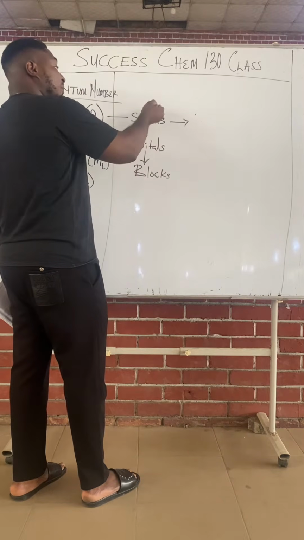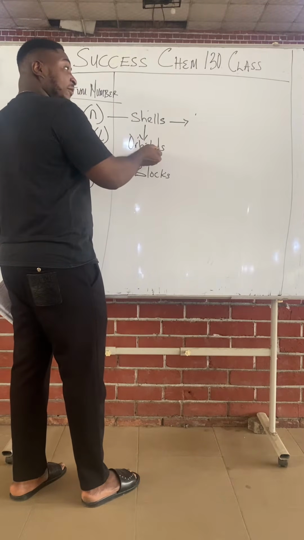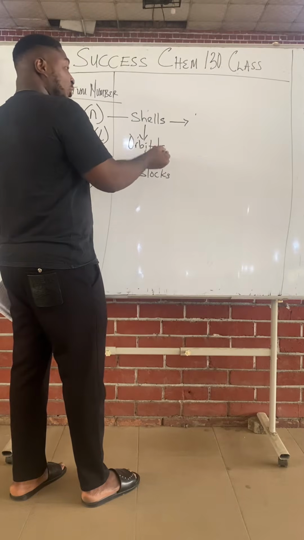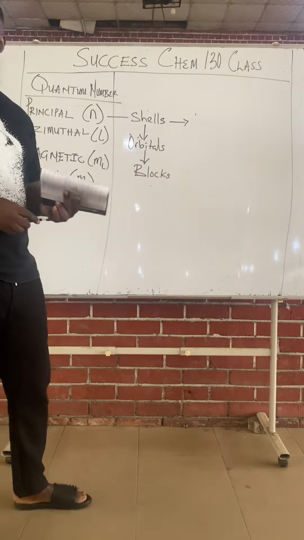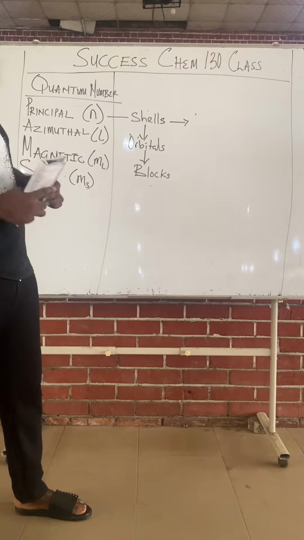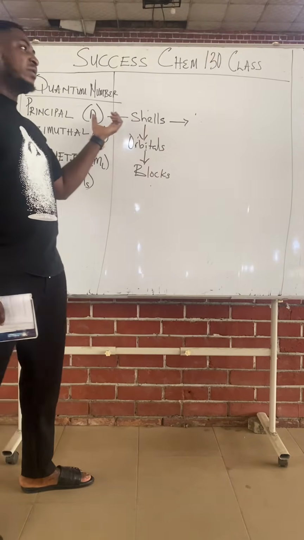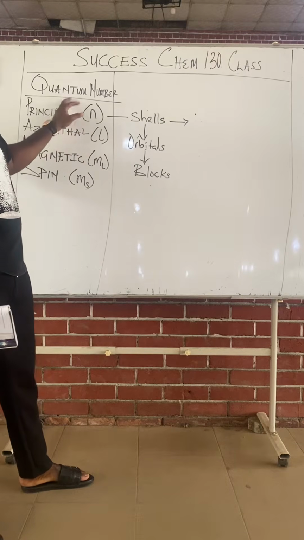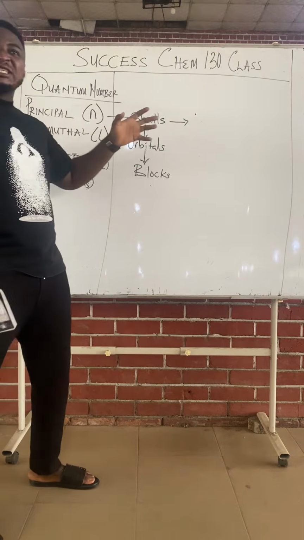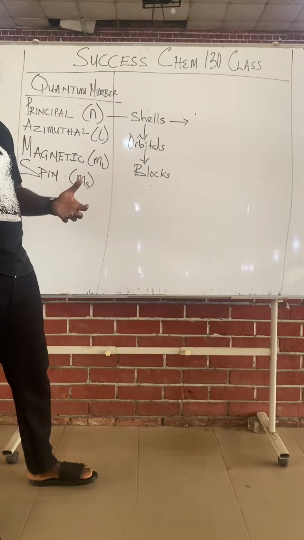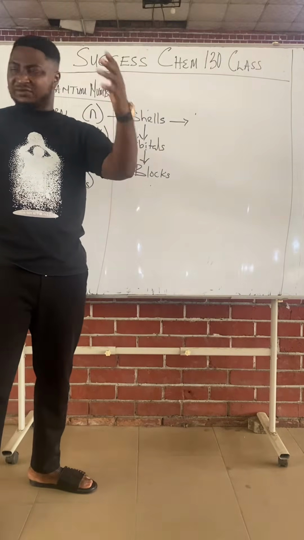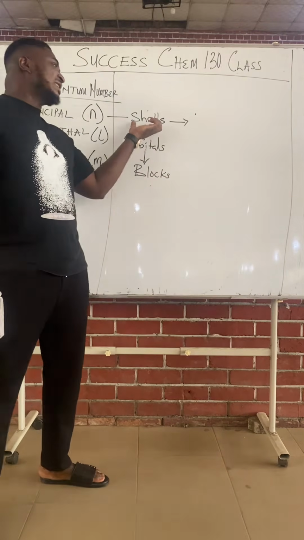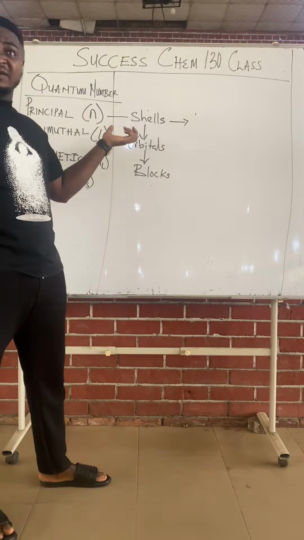So electrons are moved from the shell energy level to the orbital energy level, and from the orbital energy level to the block energy level. Class, when the electrons are still in the shell level, they are at the principal quantum level. Quantum means energy. Quantum is singular and plural. It means energy level. So electrons can exist in different energy levels. When the electrons are still at the shell level, they are at the principal energy level.